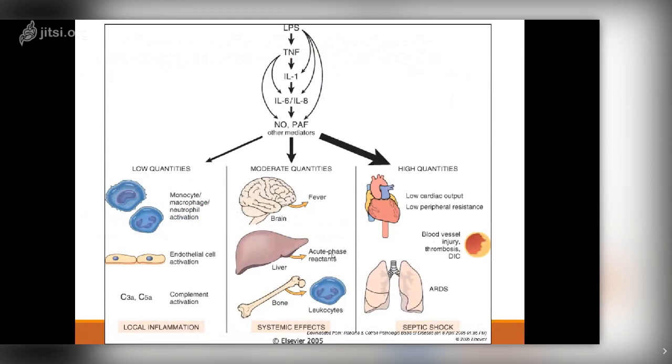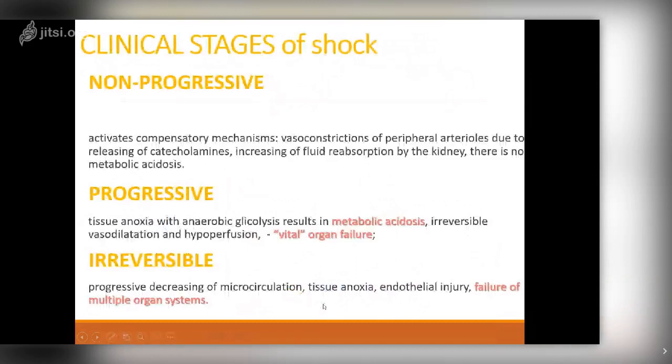So you see that activation of this cascade has adverse effect on almost all organs in our body. And when we are discussing stages of shock, there are three of them. First one is non-progressive, when there is activation of compensatory mechanisms and organism tries to maintain blood flow to vital organs, pulling the blood from periphery to the centrum.